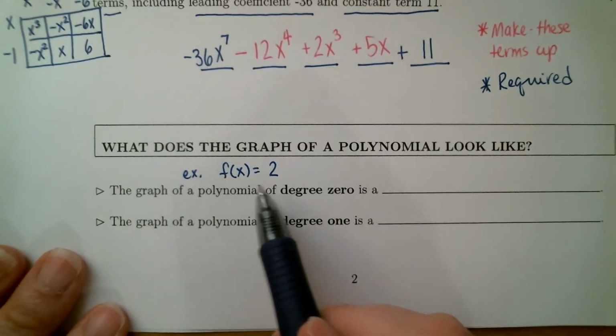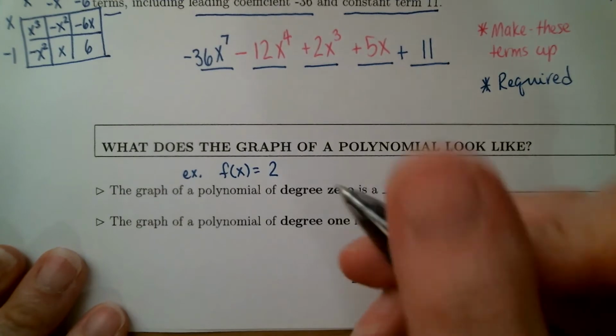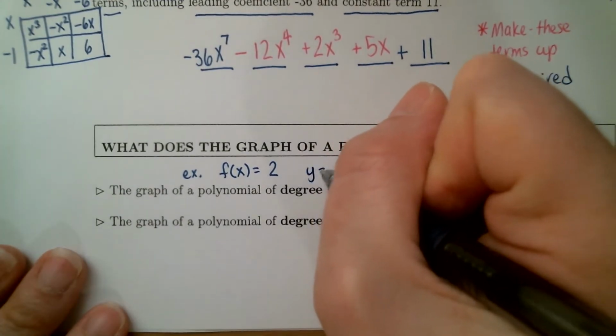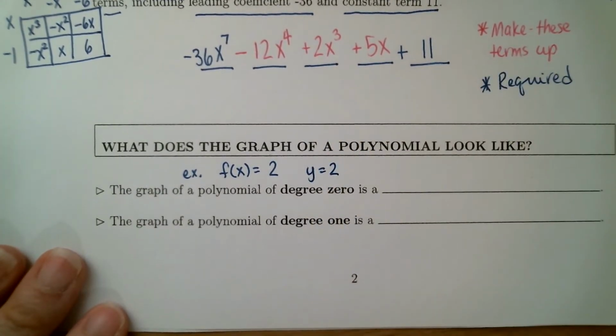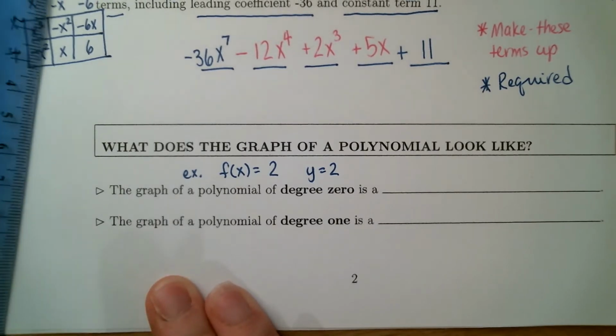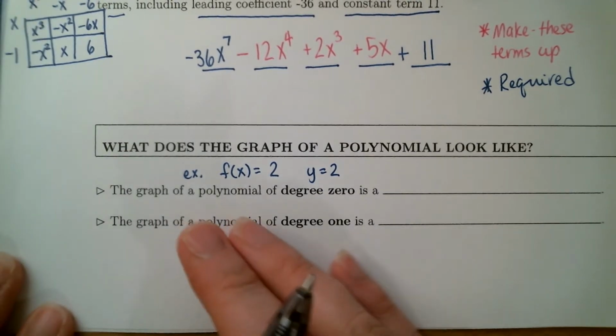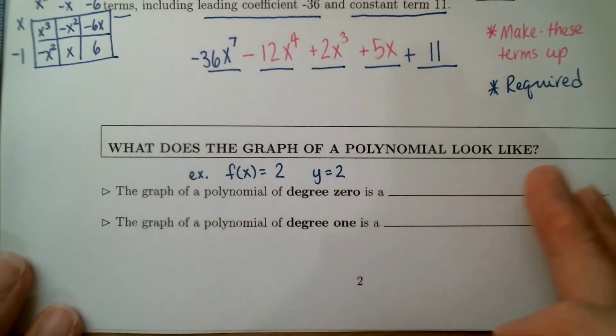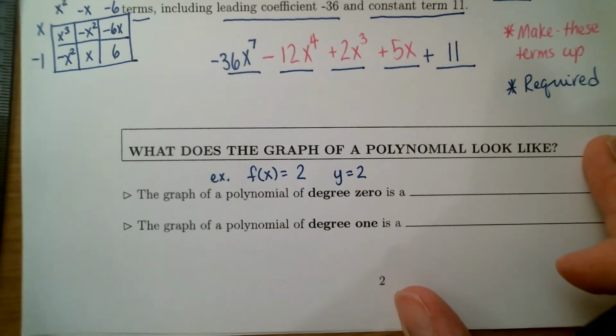Remember, polynomials are functions, so I'm just using function notation here. If we translate this, f of x is the same thing as y. So what does the graph of y equals 2 look like? Well, we've seen this before. If it's y equals a number, it's a line, and specifically, it is a horizontal line.